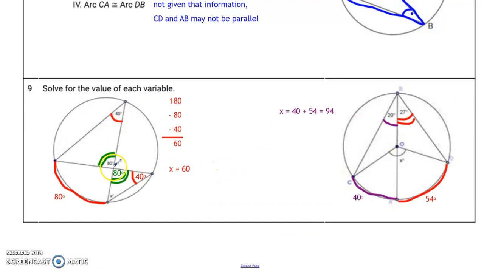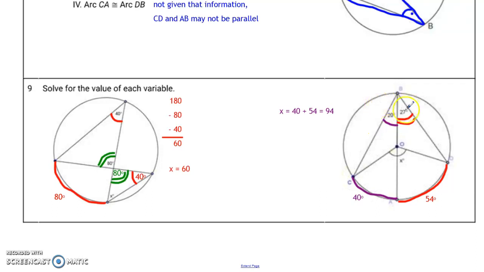And then for question number 9, solve for the value of each variable. It was the same kind of deal. This arc is 80, this angle is 40, and this angle is also 40 because it's the same intercepted arc. These two angles are vertical, so I use the triangle sum theorem to find x.